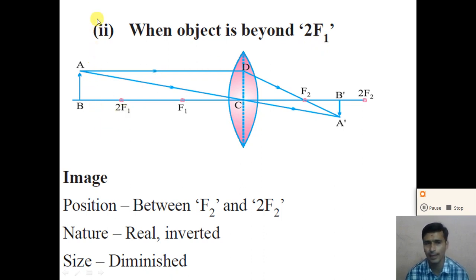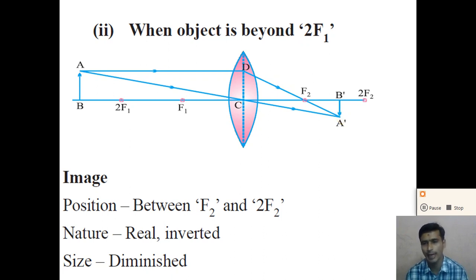To draw a ray diagram, consider a minimum of two rays from the point A. From this point A, consider two rays. One ray is parallel to the principal axis. After refraction, this ray AD, which is parallel to the principal axis, passes through the second principal focus. So consider the first ray, which is parallel to the principal axis. After refraction, the ray passes through the principal focus, according to rule number 1.